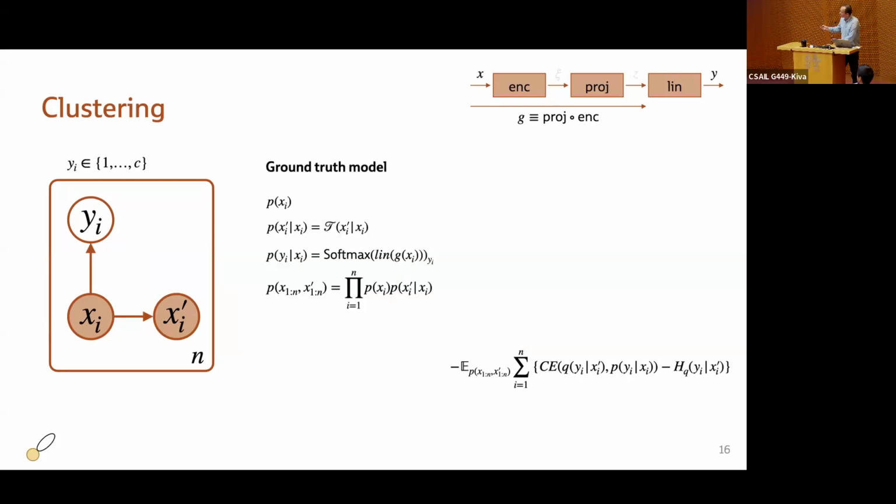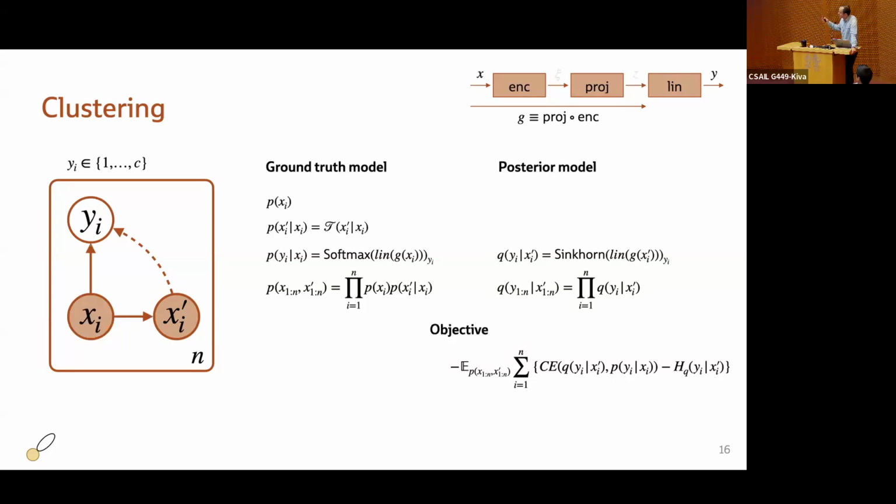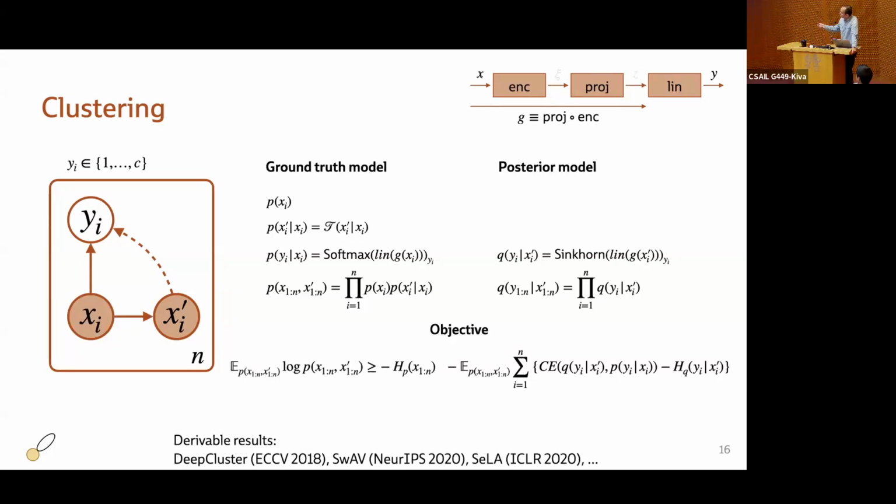Again, we can define the underlying ground truth model with the underlying unknown density, the stochastic data augmentation, then our classifier and the joint. From here, we can define the posterior, which, as I was mentioning, uses part of the neural network that we were seeing before, and then a clustering layer that performs the underlying clustering. Now that we have specified the whole model, we can highlight again that this objective is essentially a lower bound on the negative entropy of the ground truth model.